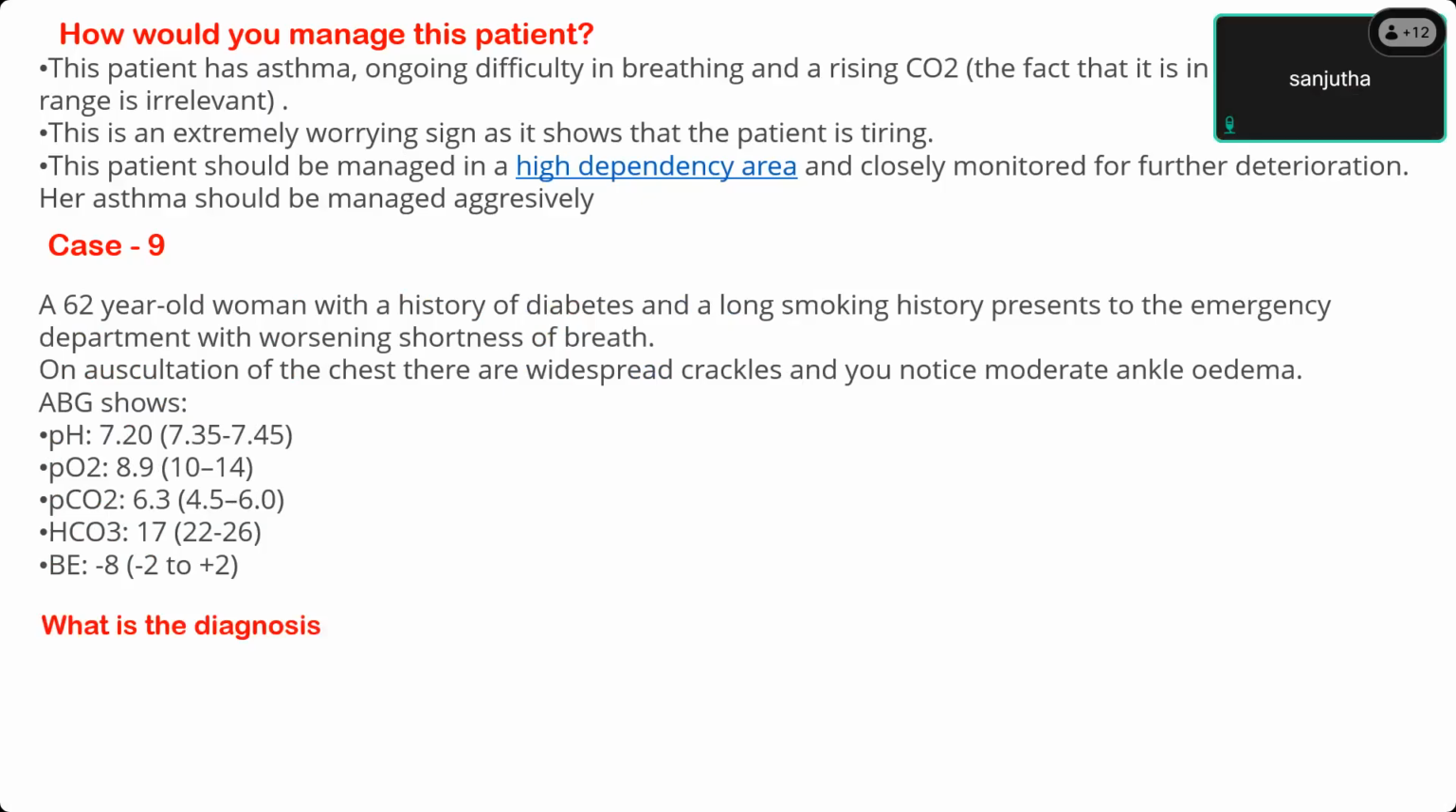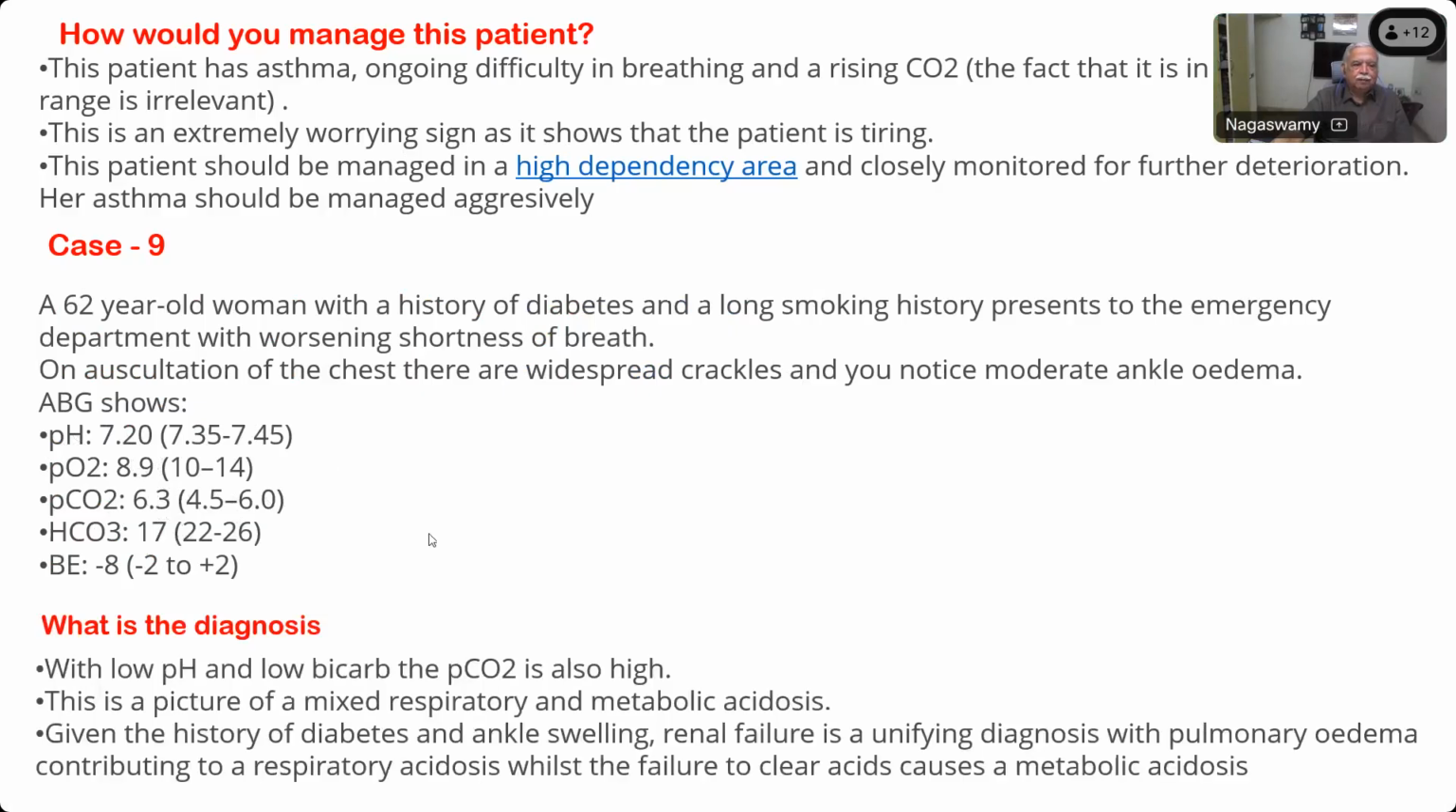Metabolic acidosis, and the bicarb is low, not compensated. Combined metabolic and respiratory acidosis. It is a combined disorder. So low pH, low bicarb and high PCO2 is a picture of mixed respiratory and metabolic acidosis. Given the history of diabetes and ankle swelling, renal failure is the underlying unifying diagnosis, with pulmonary edema contributing to respiratory acidosis, while the failure to clear acid causes metabolic acidosis. So this is a mixed disorder. Okay. So sometimes you may get a case like this.